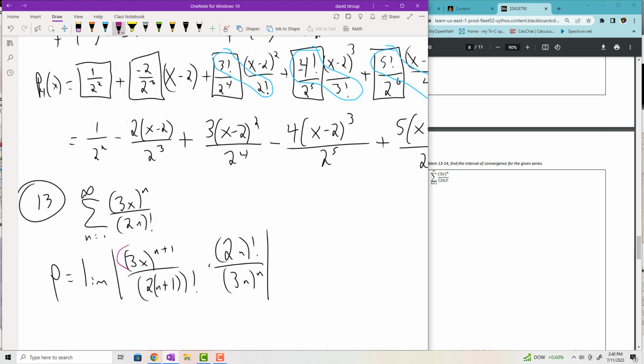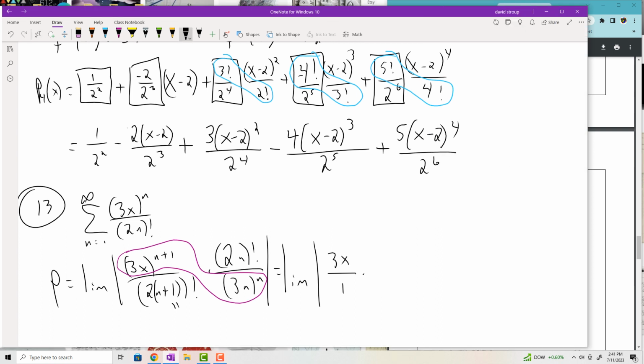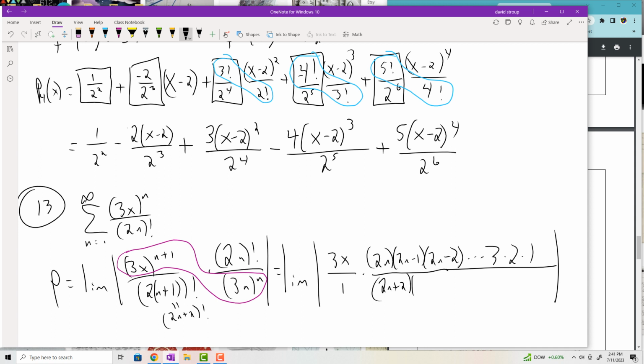And start simplifying. So this portion here will just give me 3x, subtracting the exponents basically. And I'm going to factor that part out of the limit. And then everything else, give myself a little more room. Noting that 2 times n plus 1 factorial is really 2n plus 2 factorial. What do I have then? So 2n factorial is 2n times 2n minus 1 times 2n minus 2, and so on, down to 2 times 1. All over 2n plus 2. And I kind of just keep going until I see the cancellation. There it is. Do one more.